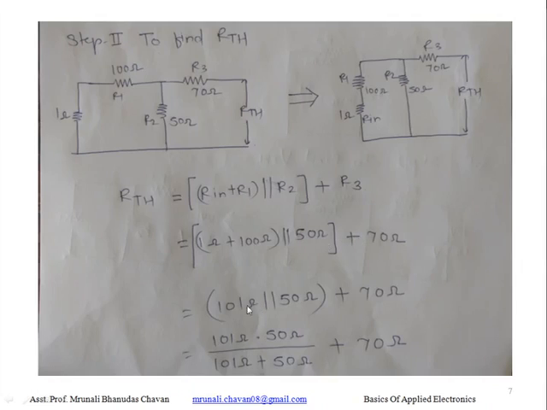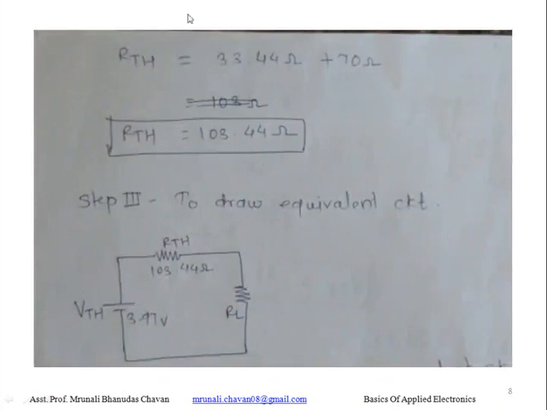We will get here 101 ohm parallel 50 ohm plus 70 ohm is equal to, write the formula for parallel resistances, then calculate and you will get the answer here. RTH is equal to 33.44 ohm plus 70 ohm, means RTH is equal to 103.44 ohm. This is the step 2.